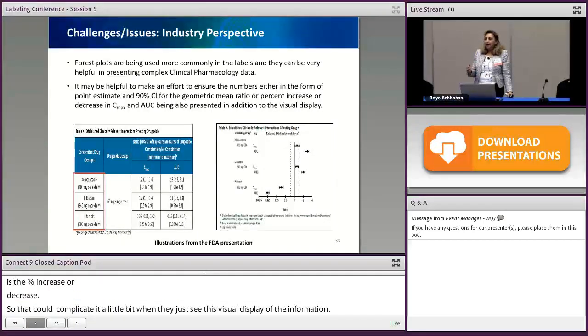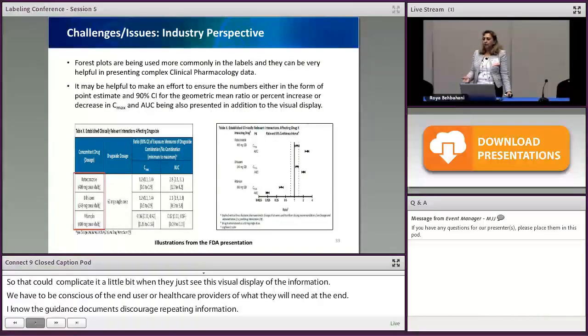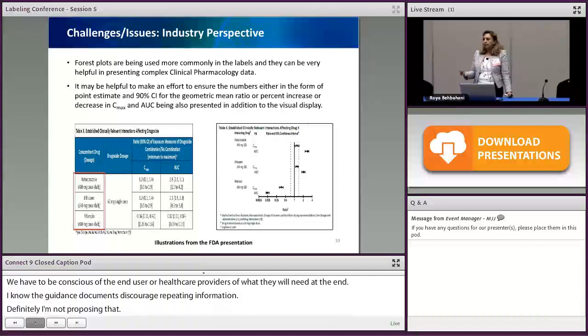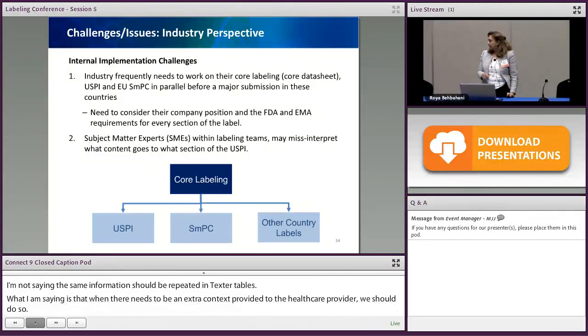And I know the guidance documents discourage repeating the information. And definitely I'm not proposing that, and I'm not saying that the same information should be repeated in text or tables. But what I'm saying is that when extra context needs to be provided to the healthcare providers, we should do so and explain what they're looking at in the visual display.